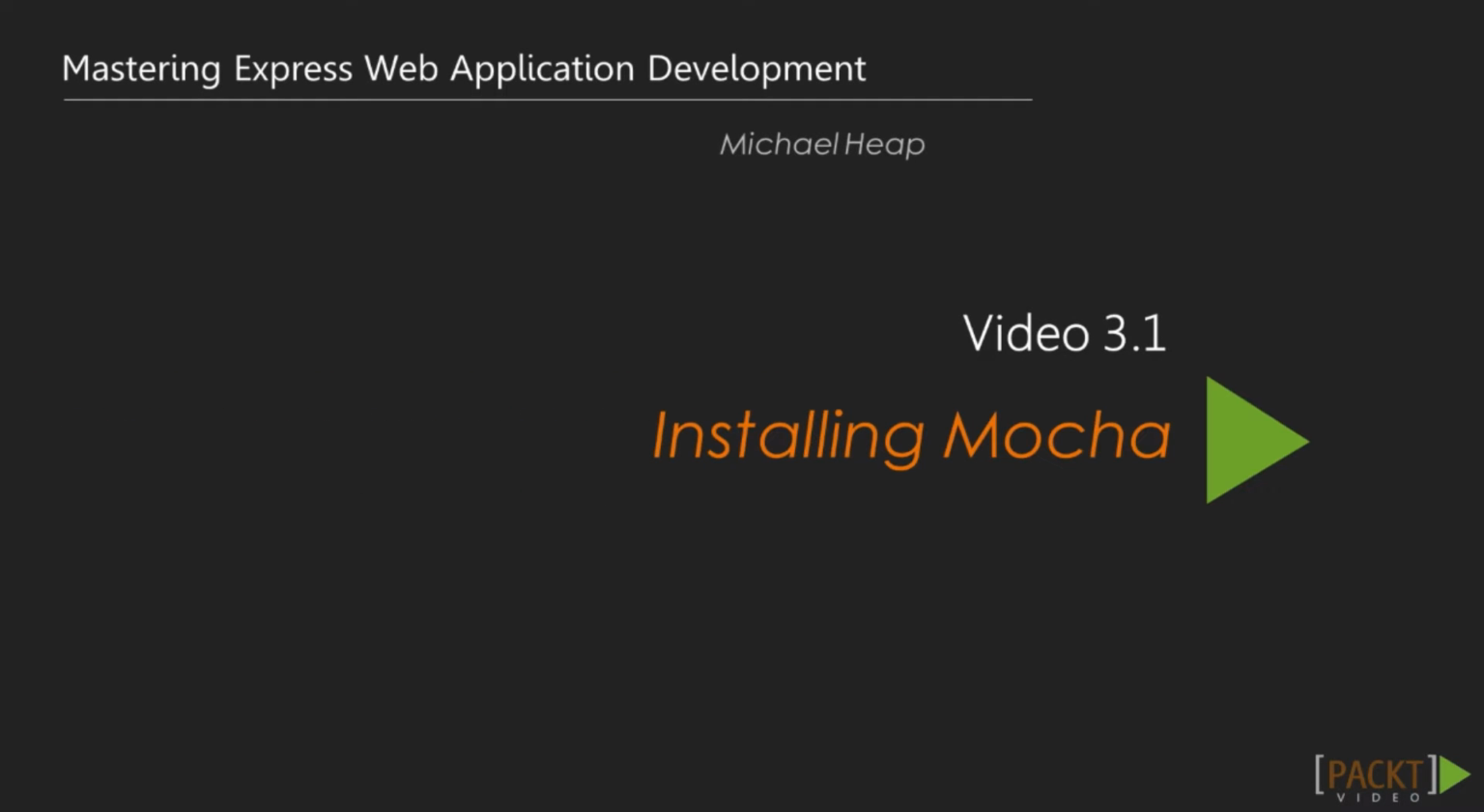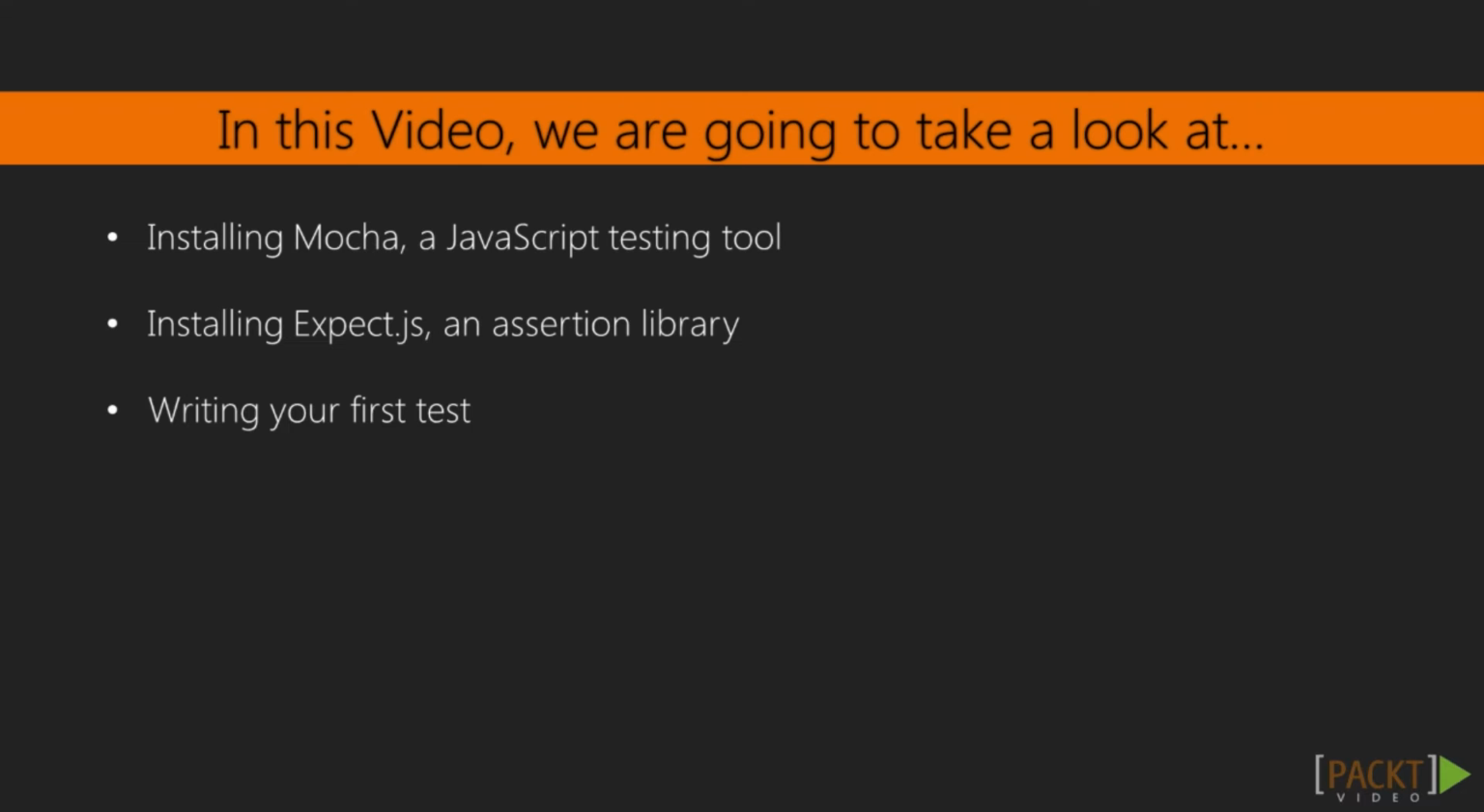In this video, we're going to write some tests to prove that the code we've written works as expected. To do this, we are going to use a testing framework called Mocha. In this video, let's install Mocha. Mocha is developed by TJ Holowaychuk, who is also the creator of Express. We'll also install Expect.js, an assertion library, and we'll write our first test.